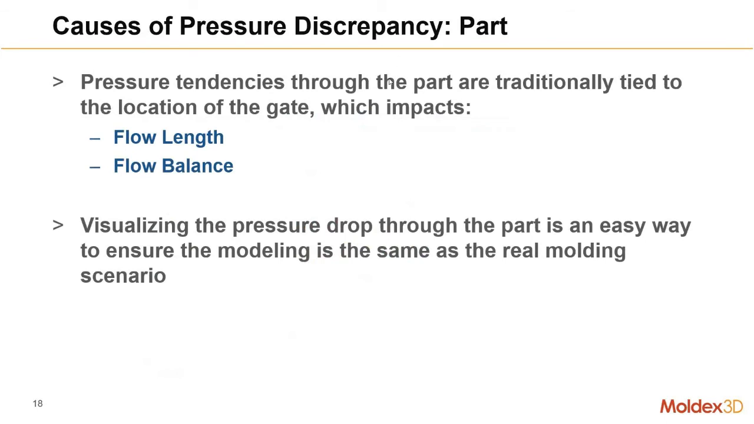All right, so causes of pressure discrepancy across the part. There's not a whole lot to say about the pressure discrepancy across the part, other than that the part that you're molding should be the same thing you put into the simulation. Now, flow length and flow balance are going to be two extremely important factors that go into the pressure drop throughout the part. So the distance that the melt has to go, and also how balanced the flow is from your gate to the various end of fill regions.